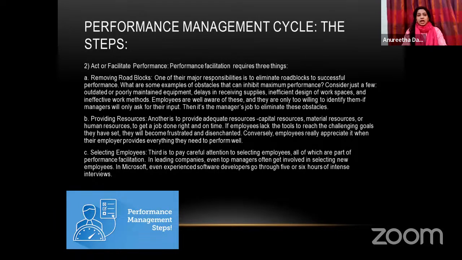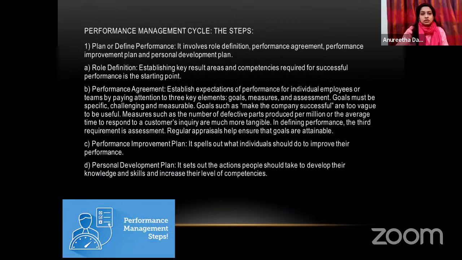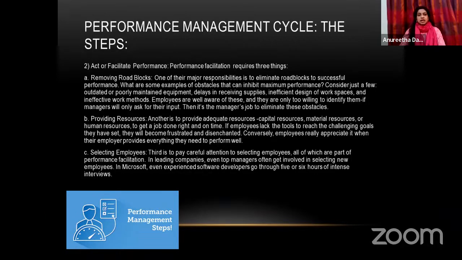Next is act, or facilitate performance. Now that we've understood the first step, that is to plan: in order to plan, you need role definition, agreement, improvement plan, and personal development plan. The next is act, or facilitate performance. So how do we act? Again, previously we had four things, now you have three things. You have to remove roadblocks, you have to provide resources, and you have to select employees.